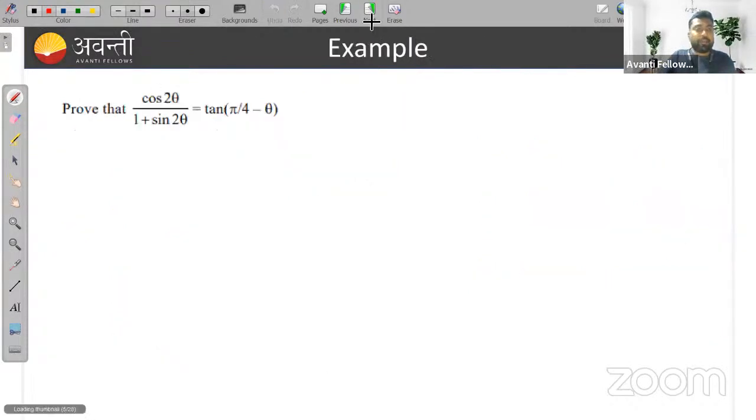So let's move. Here we have an example. We have to prove that cos 2θ upon 1 plus sin 2θ is actually tan(π/4 minus θ). So how can you prove it? Take 1 minute to solve this question. Try it on your own.